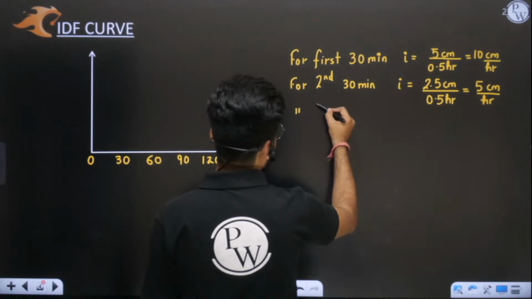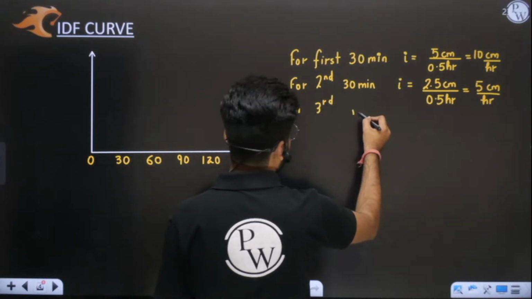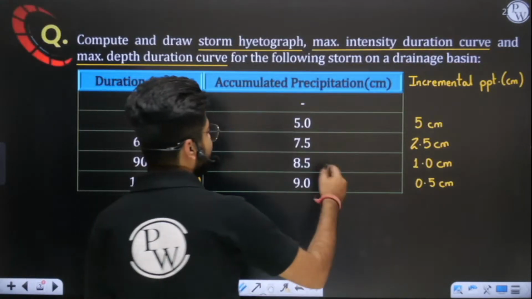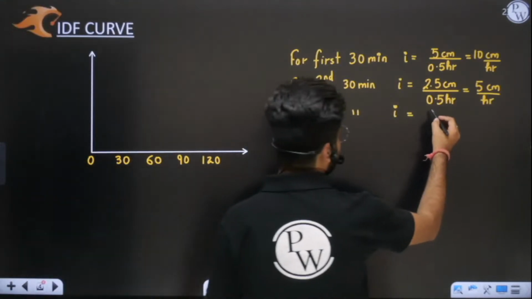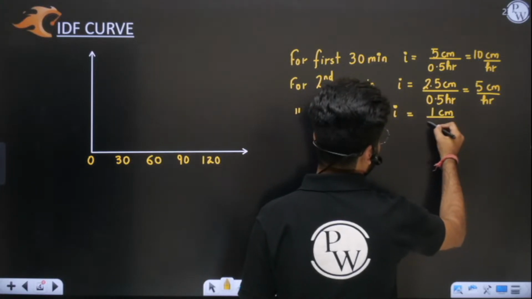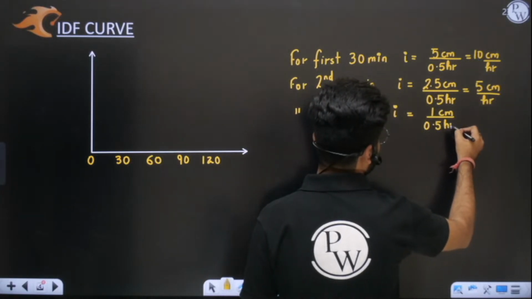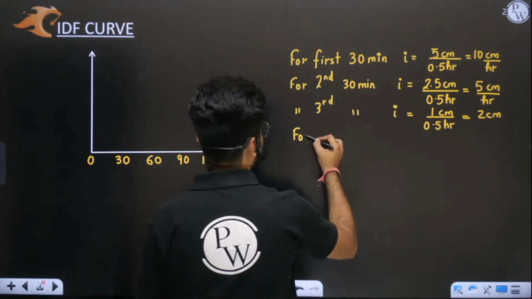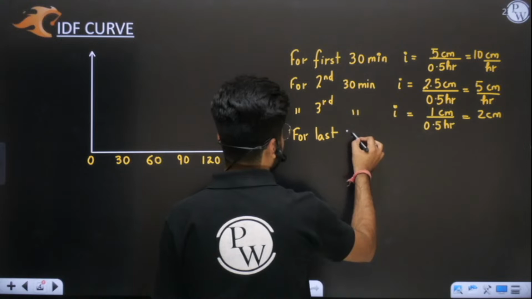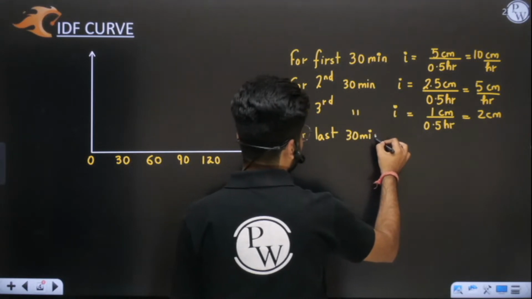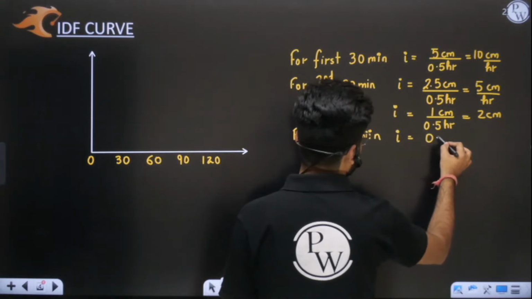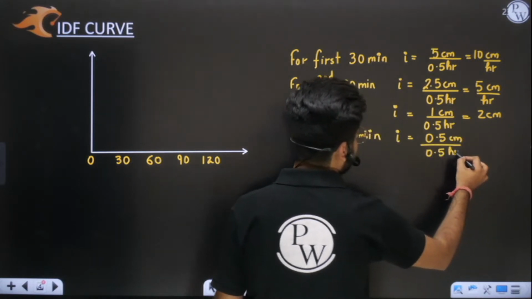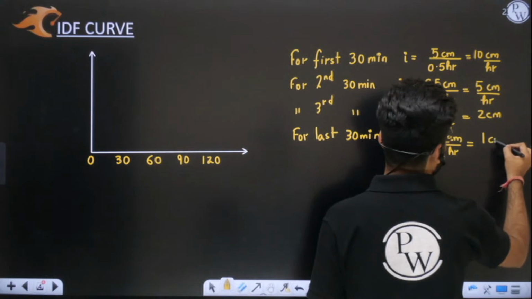Similarly, for the third 30 minutes, intensity will be 1 divided by 0.5 hour. 30 minutes means half hour. You all know this. And similarly for the last 30 minutes, we have 4 30-minute durations here. Intensity is 0.5 centimeter divided by 0.5 hour. It is 1 centimeter per hour.